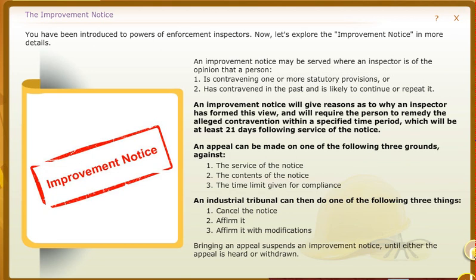the notice. An appeal can be made on one of the following three grounds: against the service of the notice, the contents of the notice, the time limit given for compliance. An industrial tribunal can then do one of the following three things: cancel the notice, affirm it, or affirm it with modifications. Bringing an appeal suspends an improvement notice until either the appeal is heard or withdrawn.